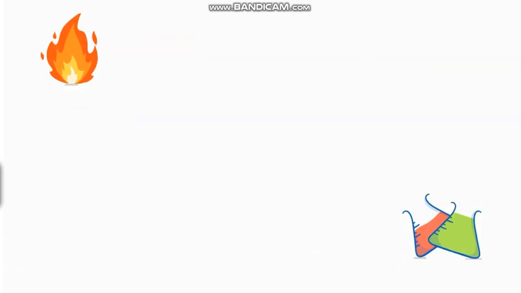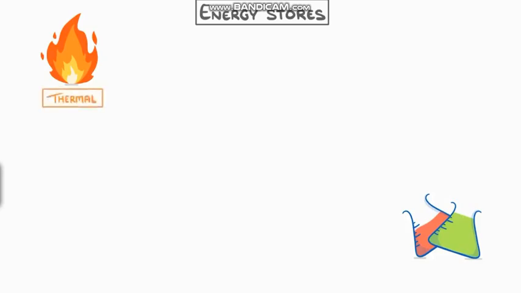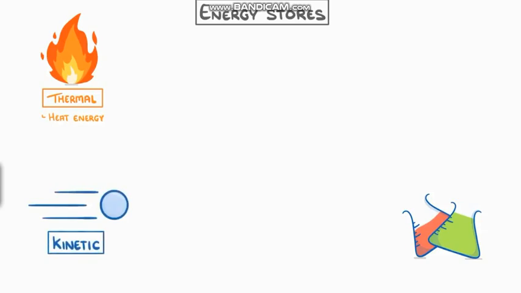Whenever energy is transferred to an object, the energy is stored in one of that object's energy stores. We take a look at each of them in other videos, but to give you a basic idea, there's thermal or internal energy, which is basically the heat energy trapped within an object and is related to the temperature of that object. Kinetic energy, which is associated with the movement or motion of an object.